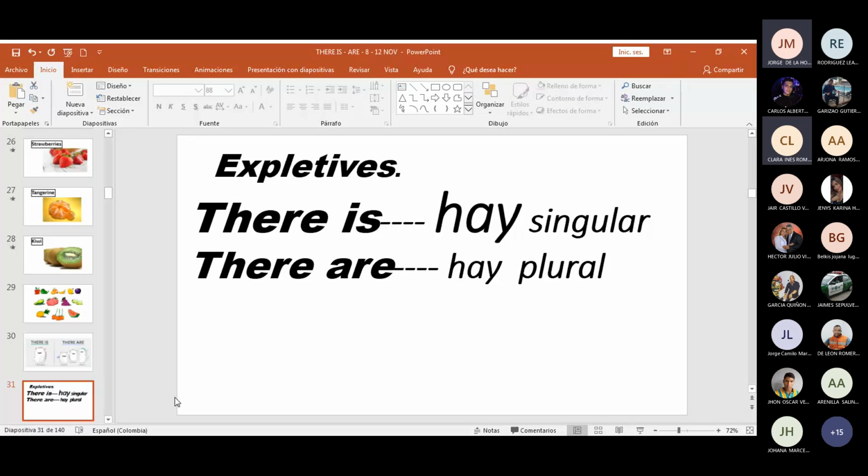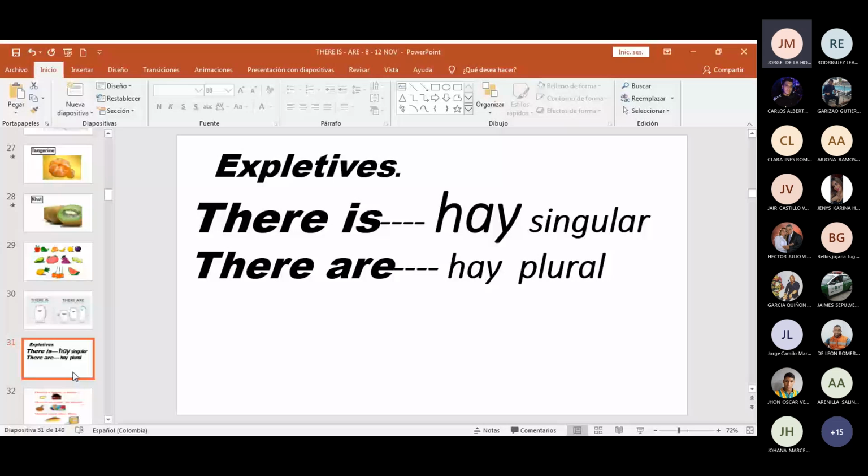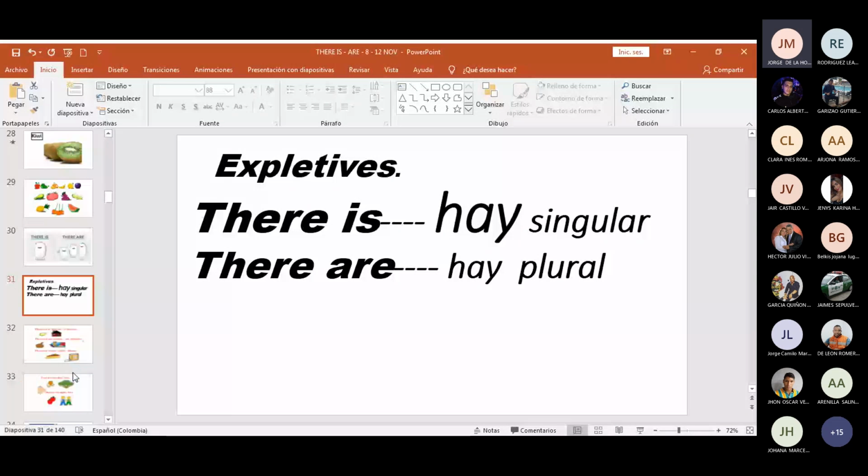There are, to indicate qué es lo que hay. Yes? Depende, si hay una sola persona, animal o cosa, yo siempre voy a utilizar el there is. Yes? But if there are 2 o 200 millones o 3,000 gramos de oro, yo voy a decir there are. Yes? All the time is going to be like that.